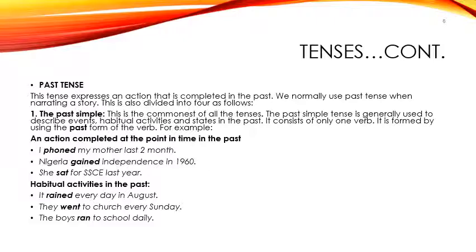She sat for SSCE last year. Can we see this verb taking another shape to form its past tense? It's called an irregular verb. Simple past is also used to express habitual activities in the past. It rained every day in August. Maybe the speaker was talking in September.